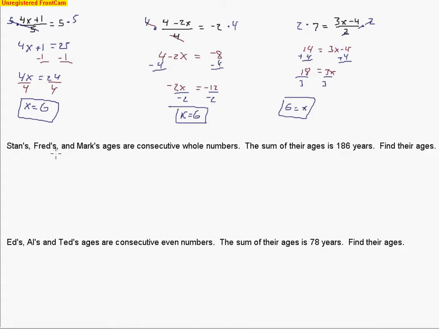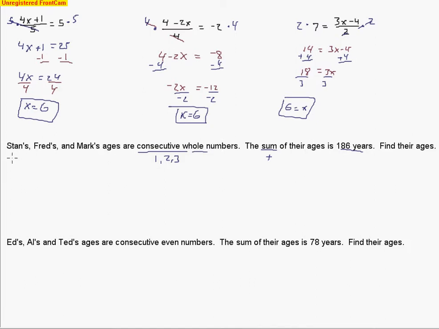So Stan's, Fred's, and Mark's ages are consecutive whole numbers. So what that means is like 1, 2, 3. These are whole numbers, even starting at 0, but these would be like their ages. And they're consecutive numbers, so that means just one after the other. It says the sum, so that means if you add up their ages, it's 186 years. So let's do this. We want to find their ages.